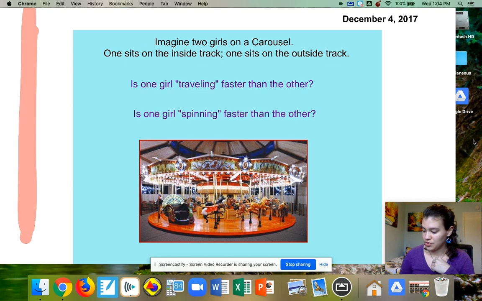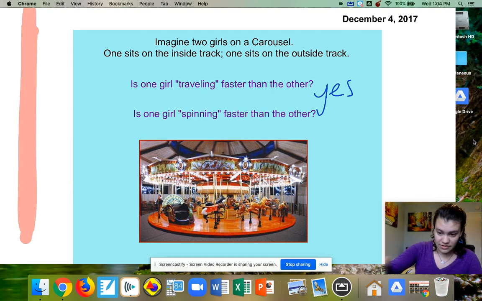Okay, so the answer to the first one is yes. The person on the outside is traveling faster because she has a larger circumference to go around for each spin, but they are not spinning faster than each other. They're going the same spinning speed because they're doing the same revolutions around the circle.